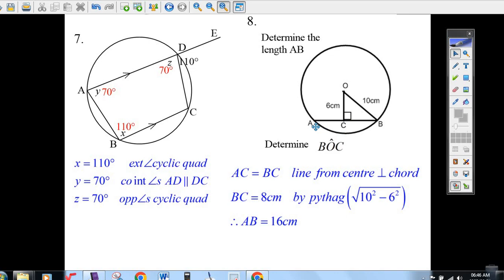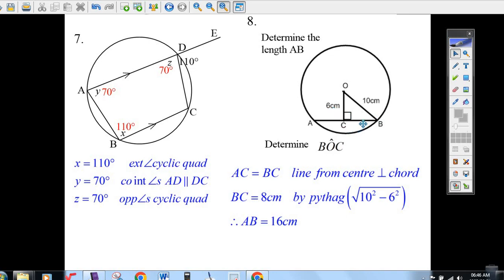Now we're trying to figure out what the whole of AB is. So we've got a triangle here. It's a right angle triangle. So we can use Pythagoras. We can use Pythagoras to figure out CB. So you look at this triangle. It's the long side you're given, the hypotenuse, and 6.